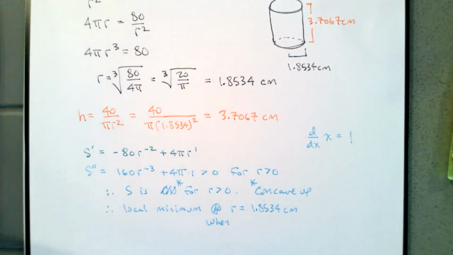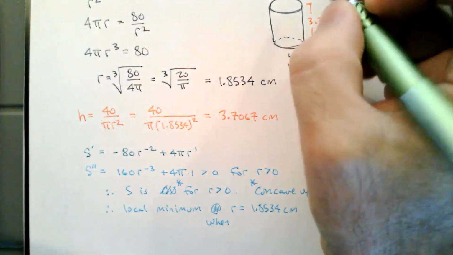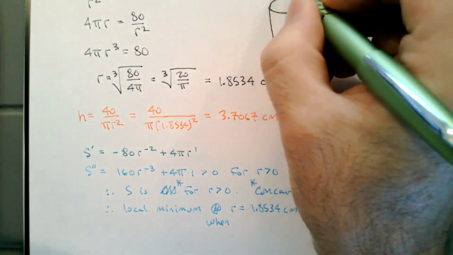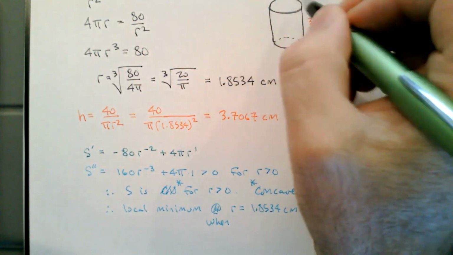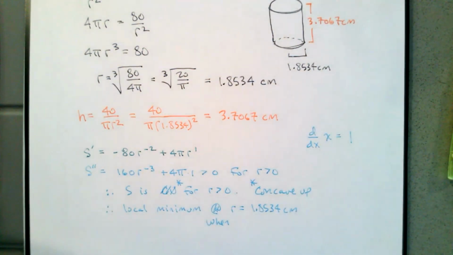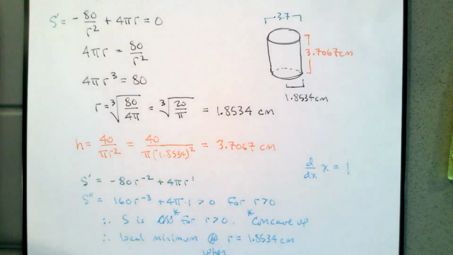Anyway, just wanted to point out that a radius of 1.85 is a diameter of about 3.7. So we're trying to square off this can as much as possible, 3.7 by 3.7. All right, that's our problem for the day.